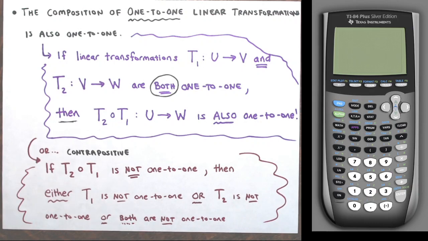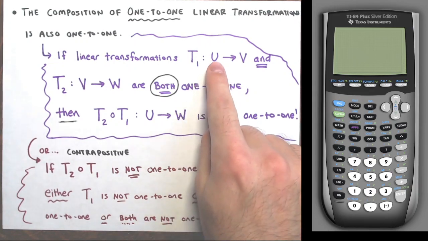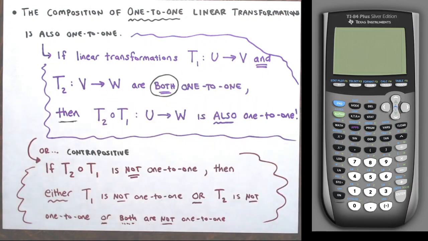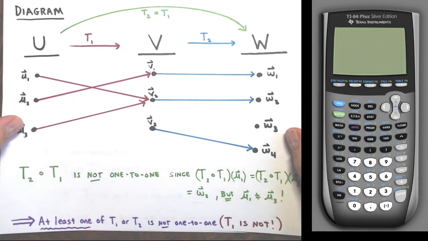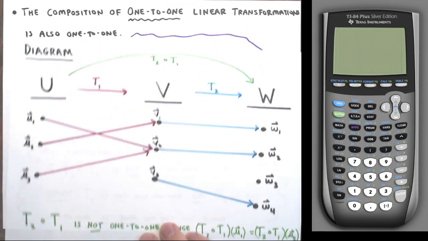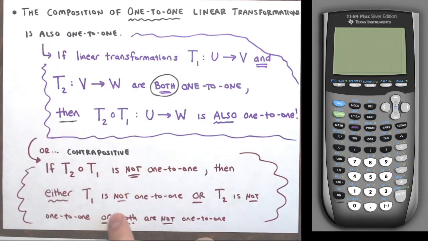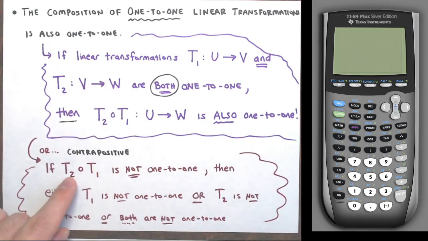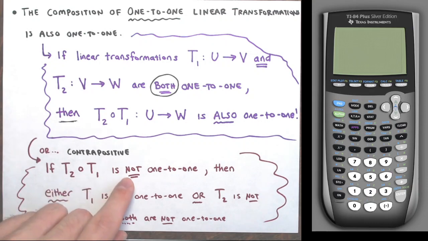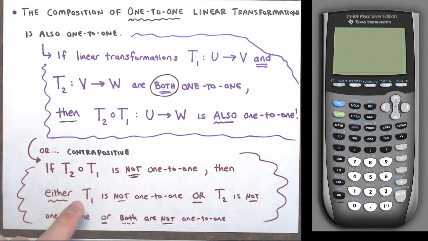And I've shown you a picture like that. This is a very simple picture, with just a few elements from, say, these vector spaces U, V, and W. So there's a diagram demonstrating that second statement. If I have a composite function that I know is not one-to-one, then that means at least one of the transformations I use to make it must not be one-to-one either.